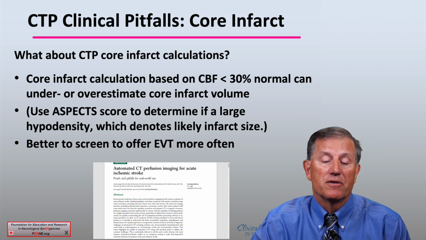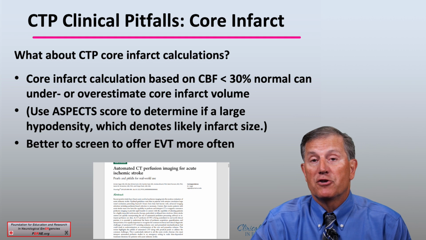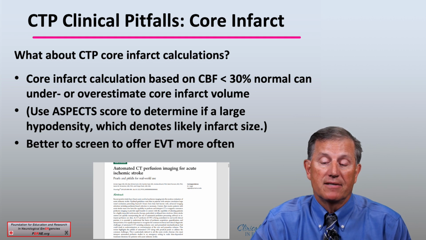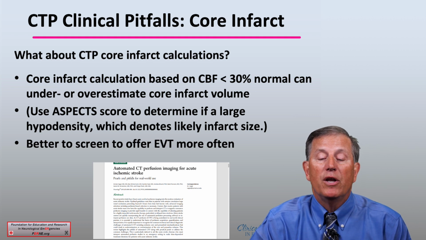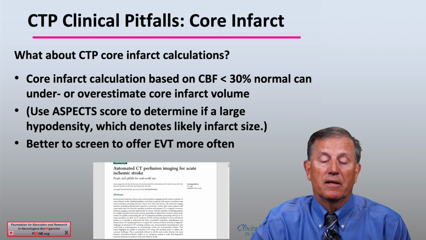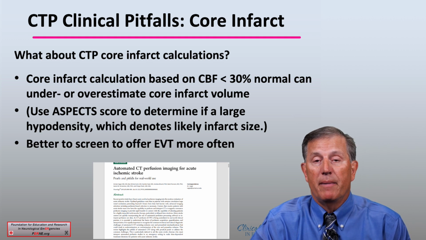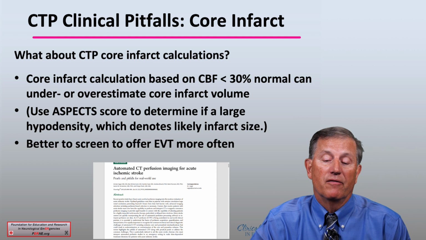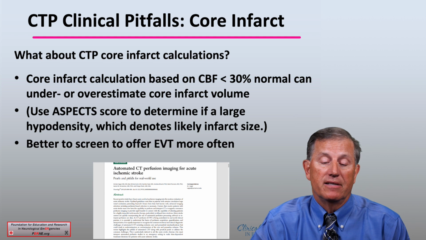What about the CTP core infarct calculations? What are some pitfalls there? We know that the traditional core infarct calculation is based on a CBF less than 30% of normal, and we know this assessment can both under- or overestimate the size of the core infarct volume. And it's important then to use the ASPECT score to determine if a large hypodensity, which denotes the likely infarct size, is related to an acute stroke.